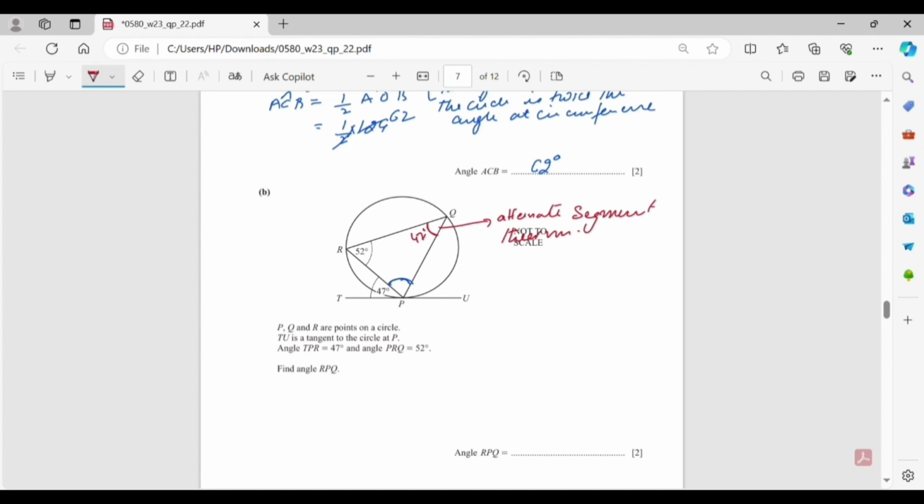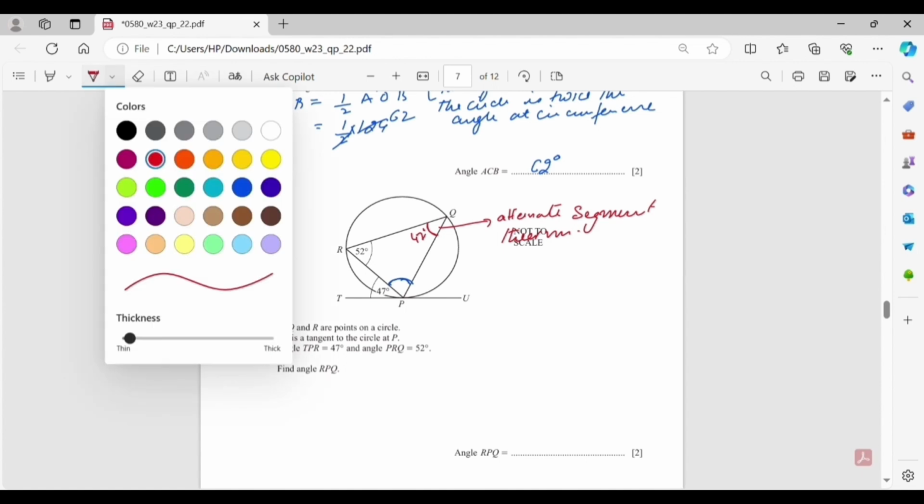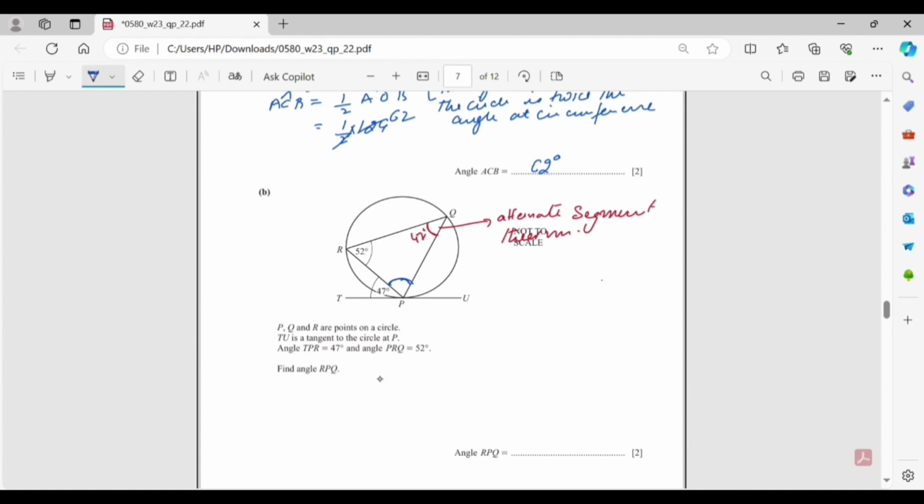So this will be equal to, now it's simple, angle RPQ will be equal to 180 minus 52 plus 47. This will be equal to 81 degrees. So our answer is 81 degrees.